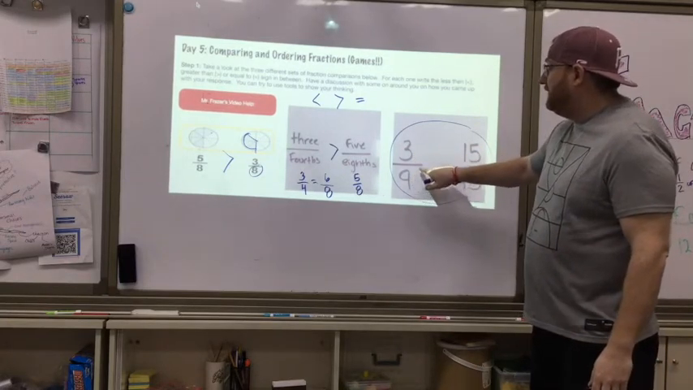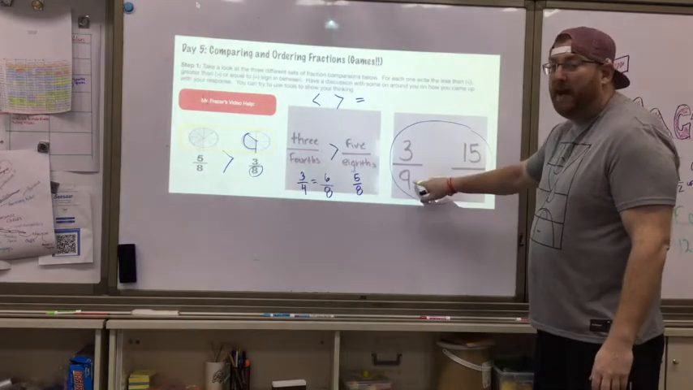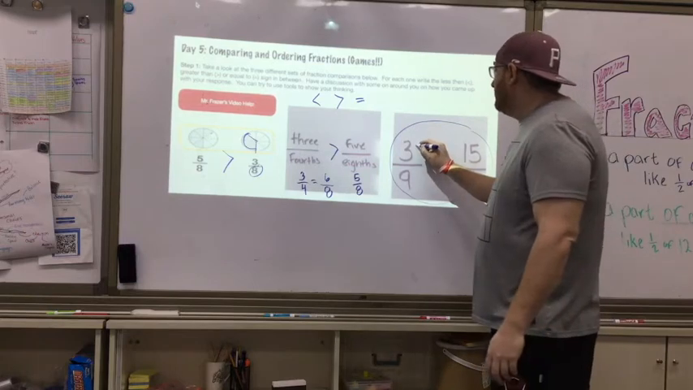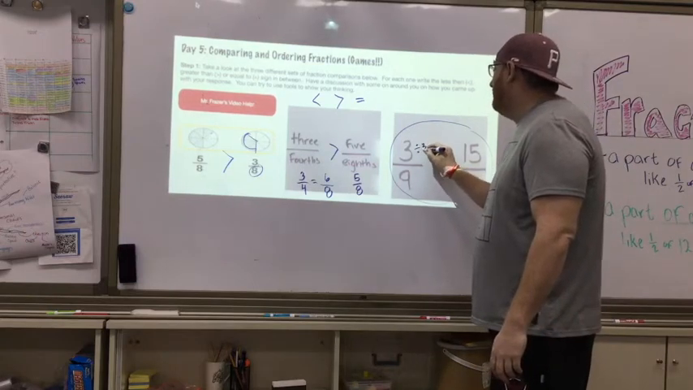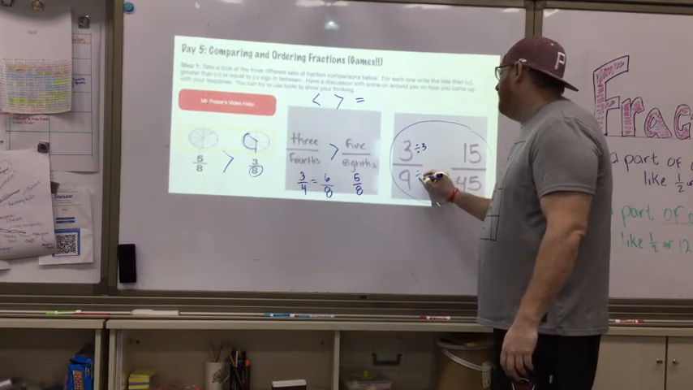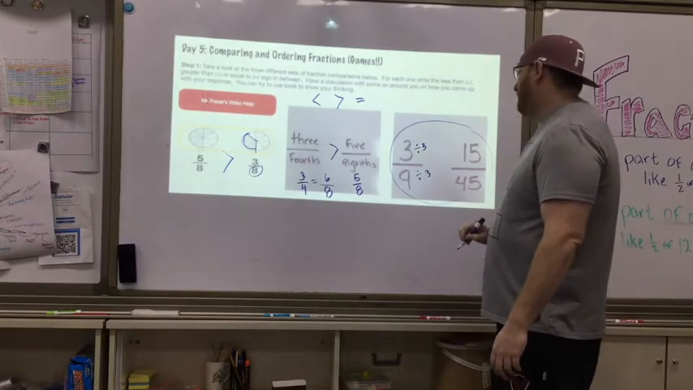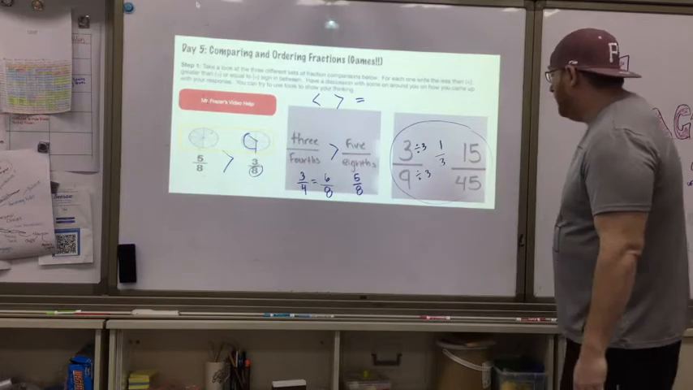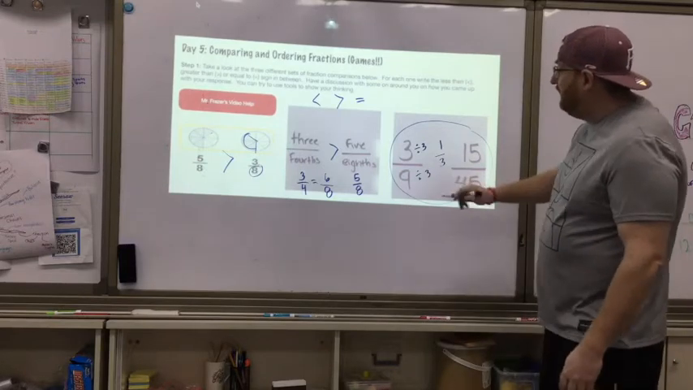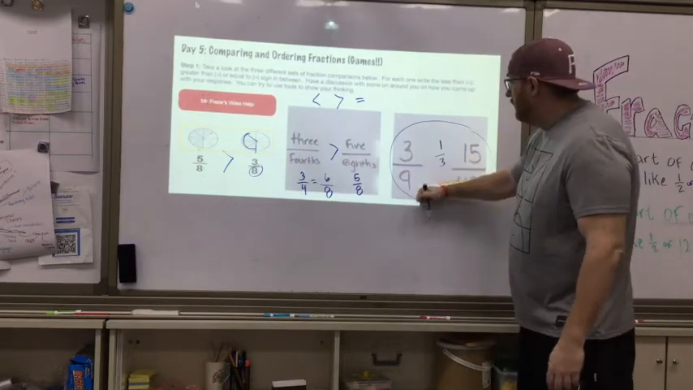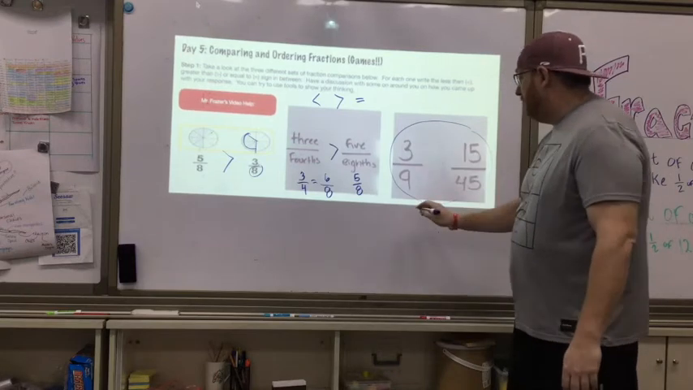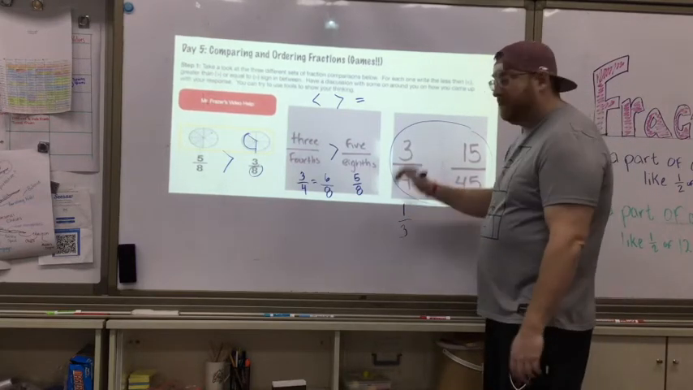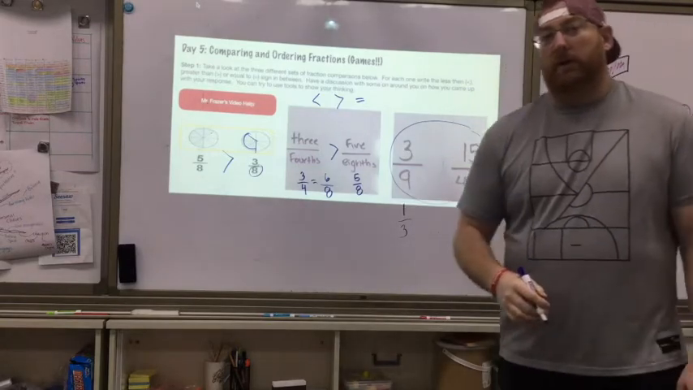Now, I could reduce this fraction here because I know that 9 is divisible by 3, and 9 is a multiple of 3. So I could divide both of these by 3. 3 divided by 3 and 9 divided by 3 equals 1/3. Okay? So now, instead of using 3/9, I can simply use 1/3. I reduce the fraction down to 1/3.